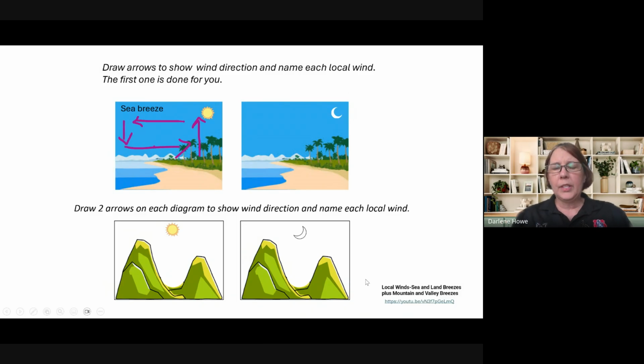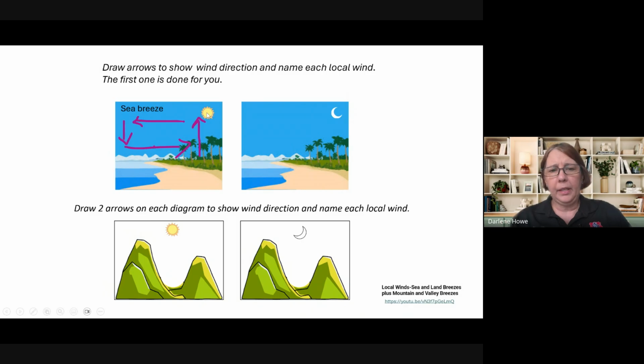So back in the slideshow here, let's go through this since the video is not working, unfortunately. So over here, hopefully you can see the arrows. Yeah, you can a little bit. Okay, so during the daytime, we have a sea breeze. Okay, the sun is out. The sun is heating up the land and the water.